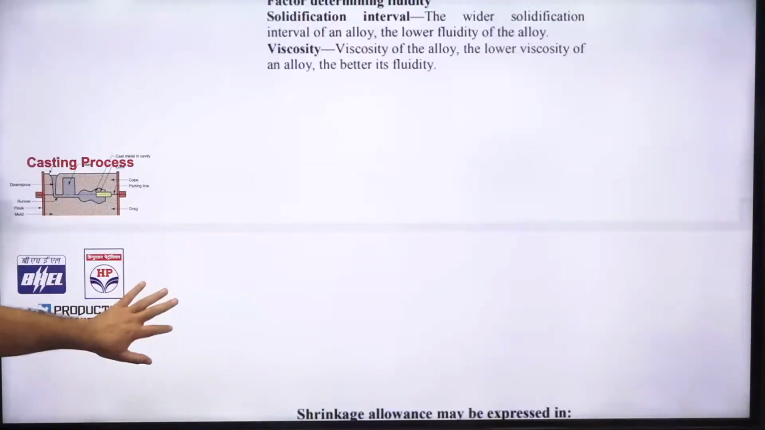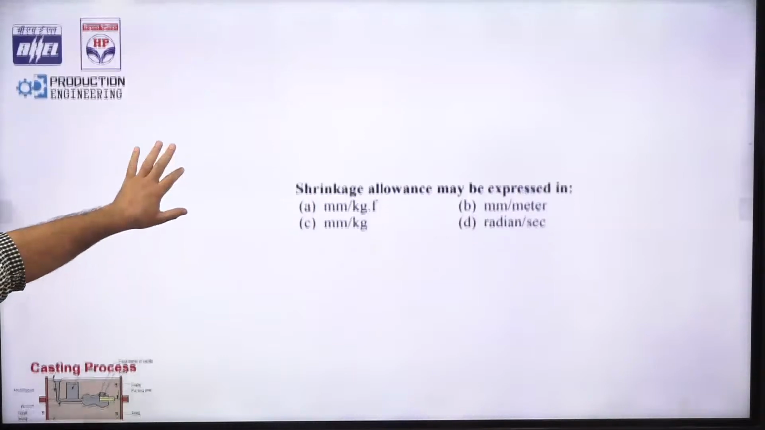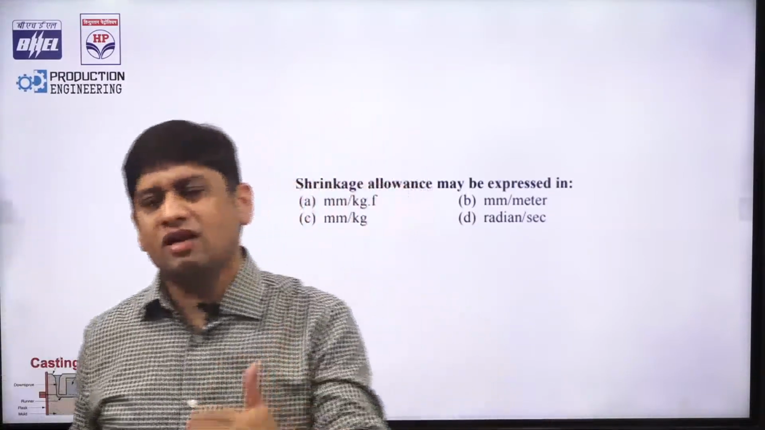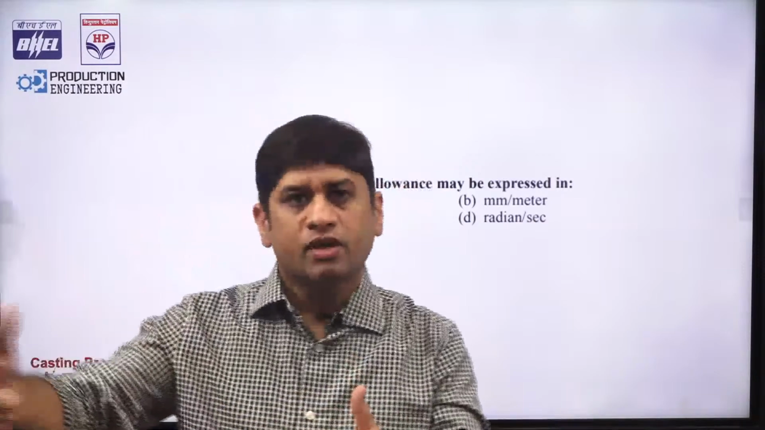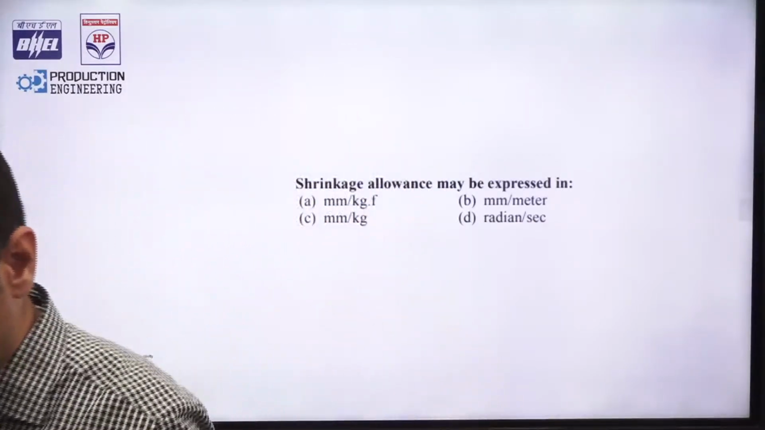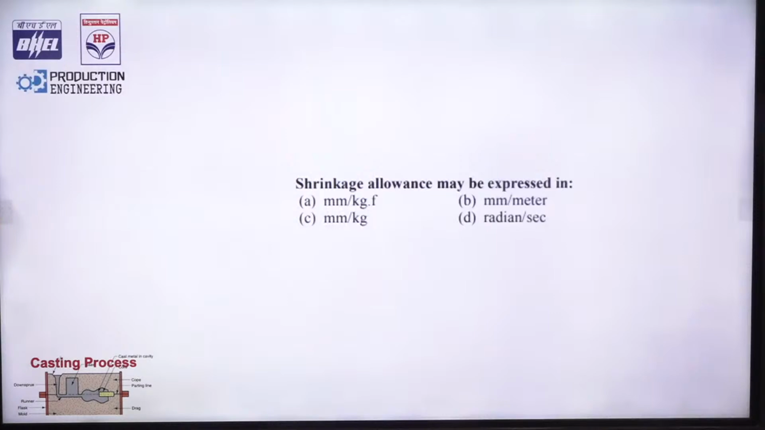Short run is because of low fluidity. Short run is also one of the casting defects. Misrun, as it is called, is basically because of low fluidity of the molten metal. That is the reason for this. How do you measure the shrinkage allowance? We have already discussed. How do you calculate the shrinkage allowance?